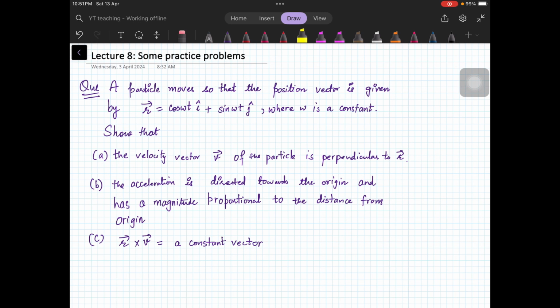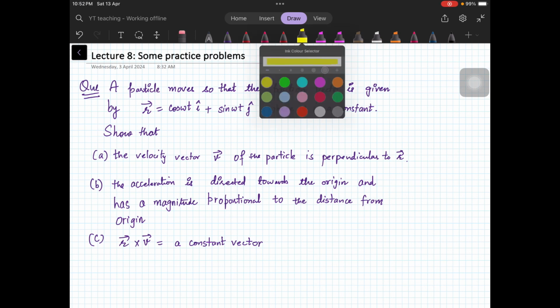In this video we are going to practice some problems, and these problems are based on the fact that with vector functions we can define the position vector of a particle moving along a curve. So we are going to have a look at how the position vector, acceleration and velocity are connected. Look at this first problem.